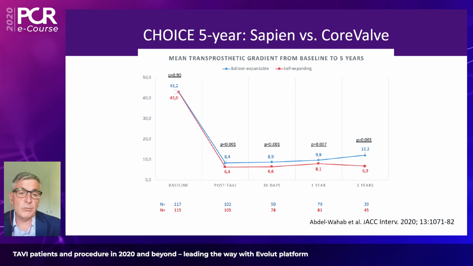And even though these patients were not randomized, we have now seen the 5-year data from the CHOICE trial, which randomized patients to the SAPIEN and CoreValve platforms. And again, even at 5 years, looking at the mean gradient, there's a constantly higher gradient in the patients who have a balloon expandable valve than those who have a self-expanding valve with a supraannular position of the leaflets.